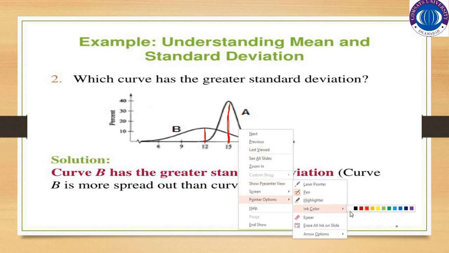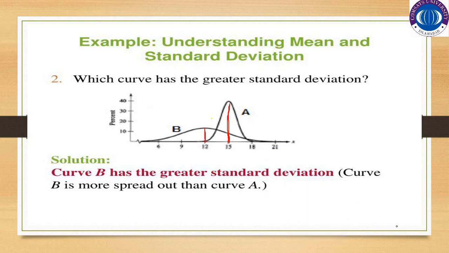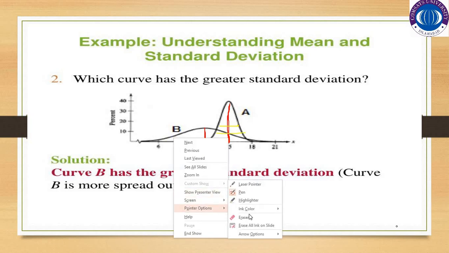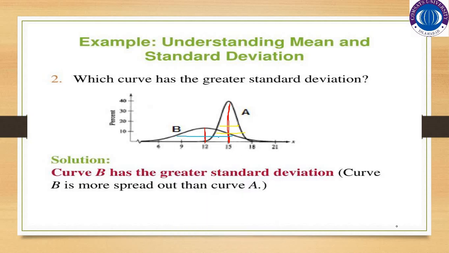And if we change the color, this is the spread of curve A, and if we change the color for curve B, this one is the spread for curve B. So you can see that this area is larger than that of curve A. So obviously it has the greater standard deviation, as standard deviation is the measure of dispersion, and measure of dispersion tells us how much your data is dispersed around your mean.